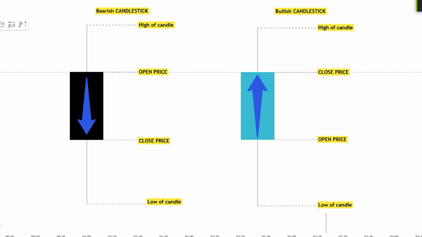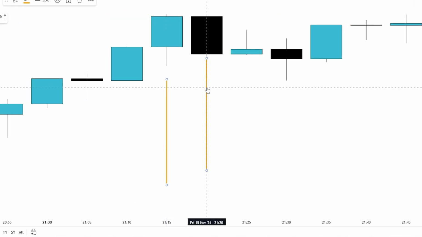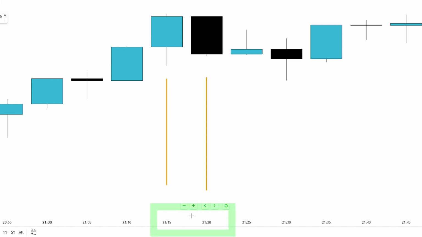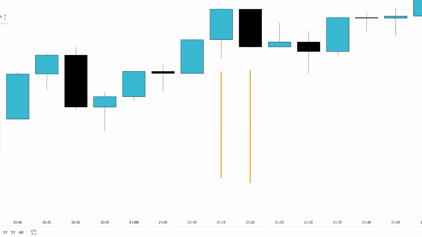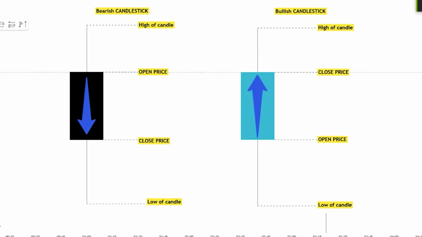For total beginners, we have two types of candlesticks. One is bearish and the second one is bullish. Each candlestick represents a specific time period. For example, if I use a 5-minute chart, one candlestick represents 5 minutes. A candlestick tells you where price opened, where price closed, and what the high and the low of the candle were during those 5 minutes in our case.